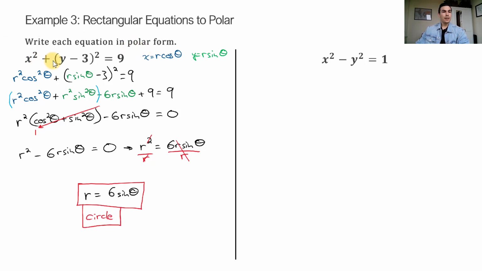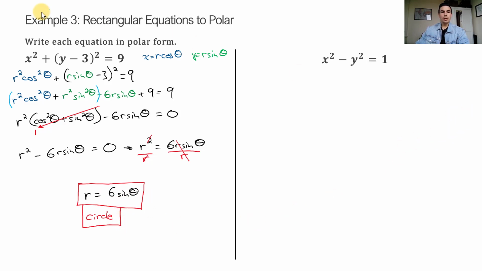Likewise, if I look up here, hopefully I realized that this is the equation for a circle, right? With the center at 0, 3 with a radius of 3. So hopefully I can verify that by understanding what the standard form for my equation in rectangular form is, and use that to verify what I get for my polar form.